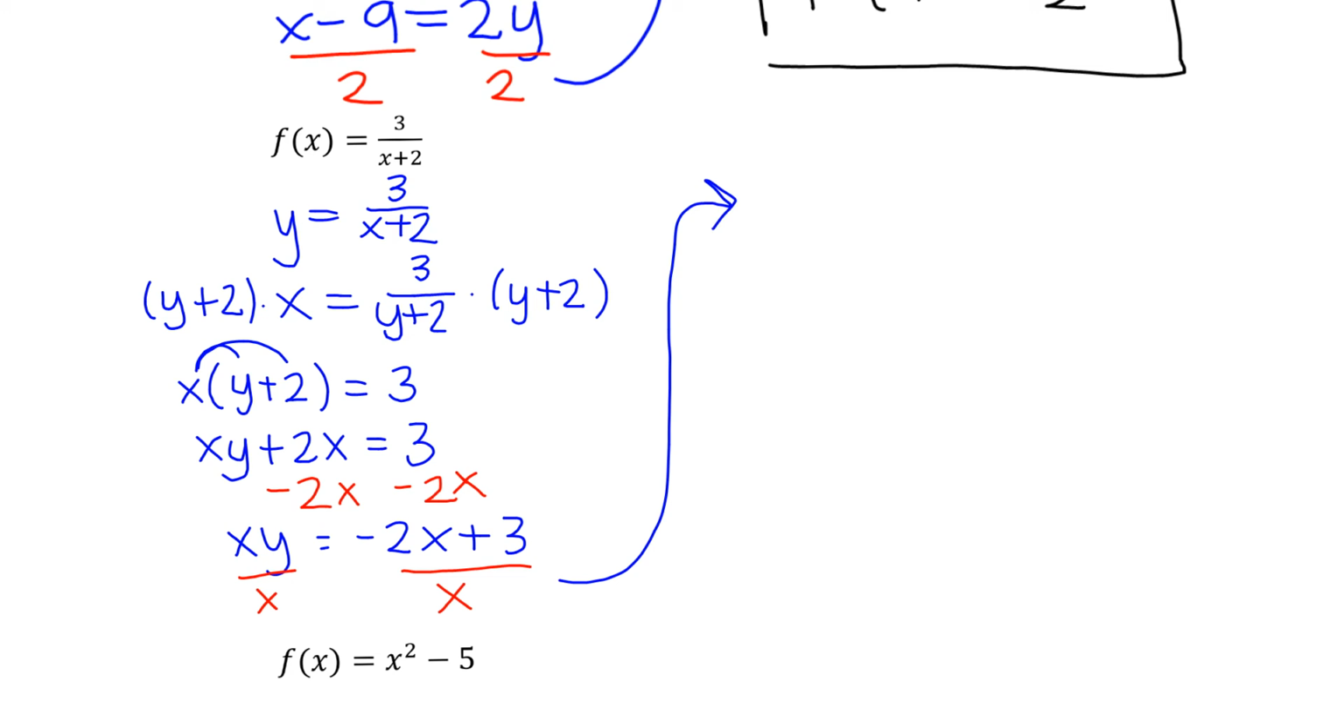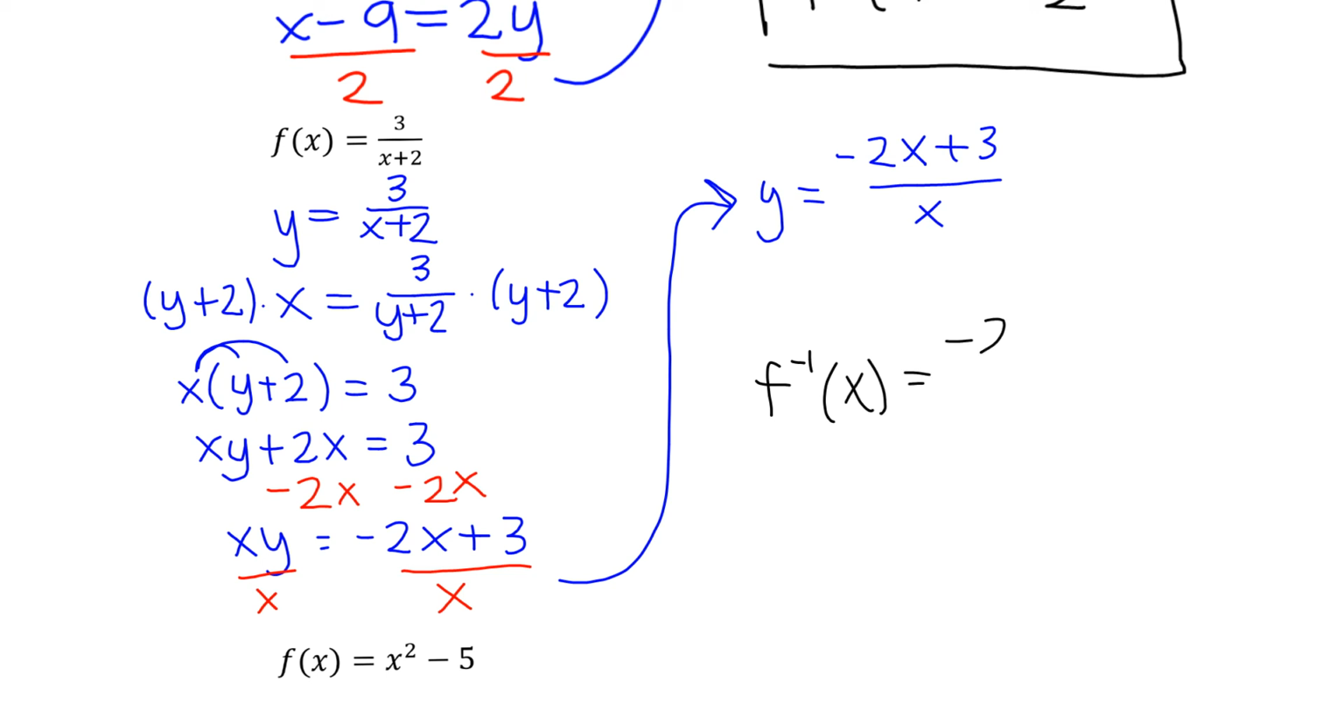So that's going to give me y equals (negative 2x plus 3) all over x. And again, you don't have to simplify any further than this. You can leave it as a rational function. So using the notation, my inverse function is going to be (negative 2x plus 3) all over x.